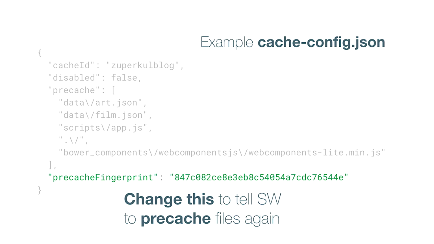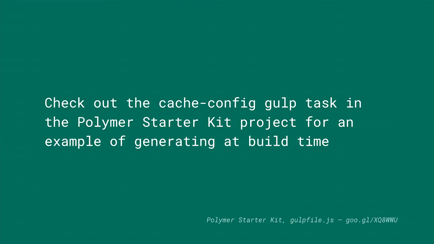If you're curious how to do that at build time, you can check out our Polymer Starter Kit project. We actually have a little cache config task in the gulp file for it there. I can go and check out that task. It'll actually generate that whole file for you, including the fingerprint, just at build time, so you don't have to manage it yourself by hand.